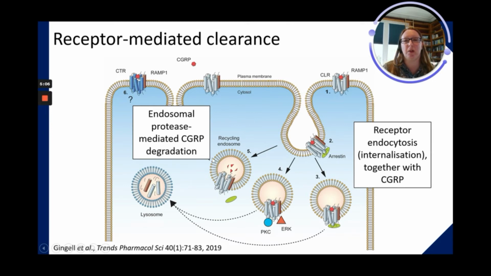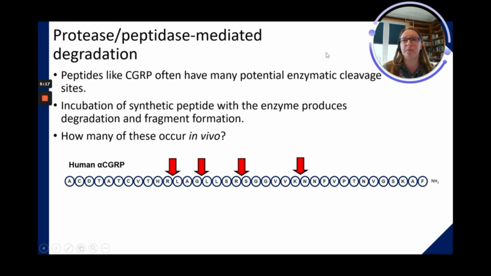So the receptor is returned to the cell surface without the CGRP. So you have a means by which CGRP can be cleared via the receptor. And this can occur for other receptors as well.